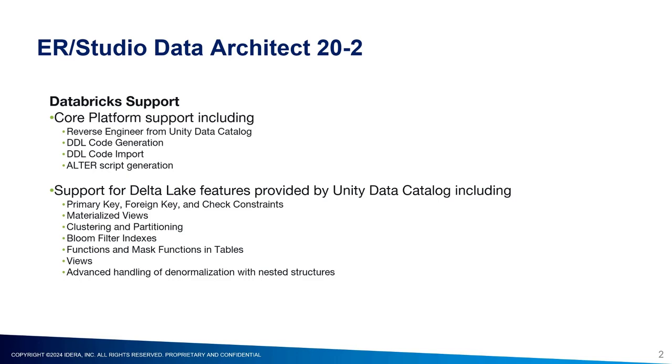In terms of the features of Databricks that we support, through the Unity data catalog we support the newer features around primary and foreign keys and check constraints. We also support materialized views, clustering and partitioning, Bloom filter indexes, function and mask functions in tables, views, and we've got some really neat features around how we handle denormalization, which I'll show you in a moment.